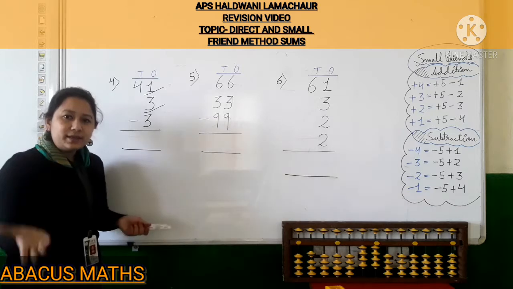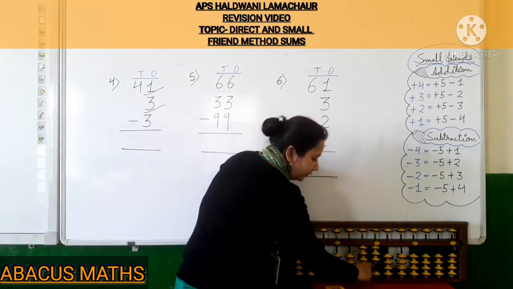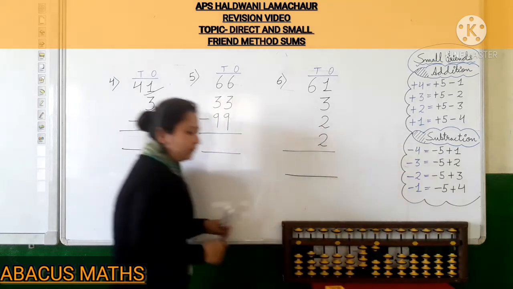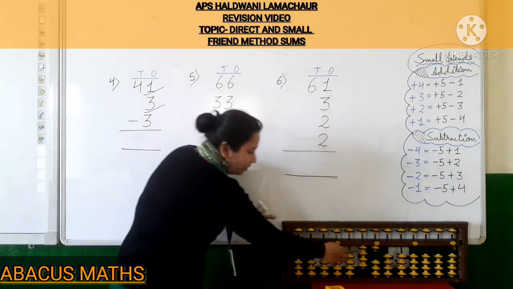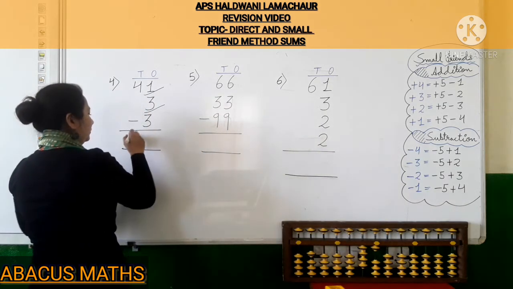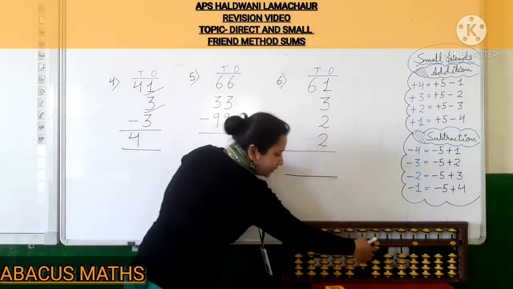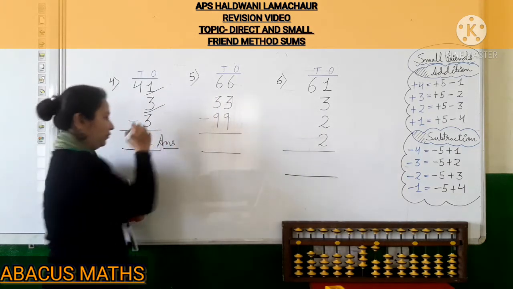Now next, minus 3. See, minus 3: 1, 2, 3. Minus 3 from the ones rod. Now count. In the tens rod it is 1, 2, 3, 4. And in the ones rod it is 1. So your answer is 41.